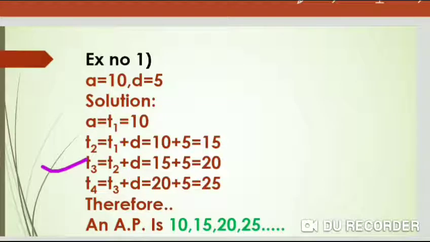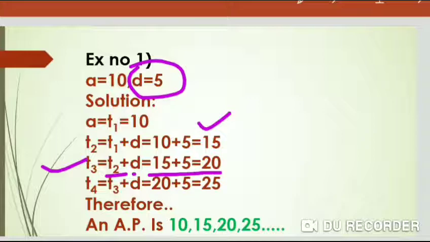Here T3 is equal to, again we add the common difference D to the second term. Here we get the second term 15 and we know that the common difference is equal to 5. Therefore, here we write 15 plus 5 is equal to 20.